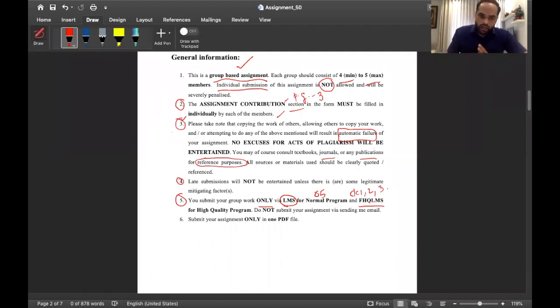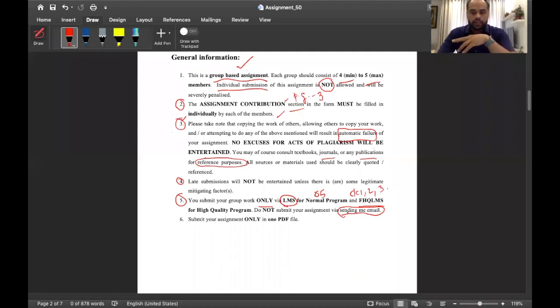Another important thing, do not submit your assignments by sending me email. I will not accept any kind of email for your assignment submission. Don't say, teacher, I cannot submit to the learning management system because of the due date, so I'm sending you email.